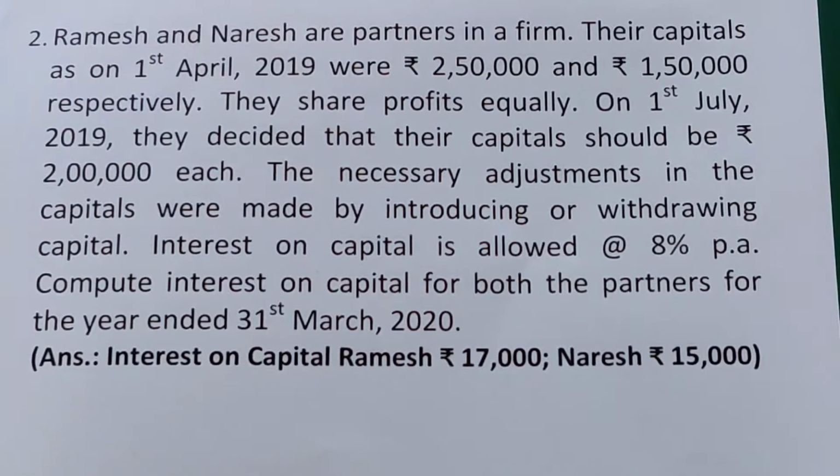2,50,000 is the capital of Ramesh on 1st April and 1,50,000 rupees is the capital of Naresh on 1st April. And they decided that the capital should be 2 lakh rupees each from 1st July. That means this 2,50,000 rupees is their capital in the beginning and he has to withdraw 50,000 rupees. And 1,50,000 rupees is the opening capital of Naresh and he has to bring 50,000 rupees. So let's see how to calculate interest on it.